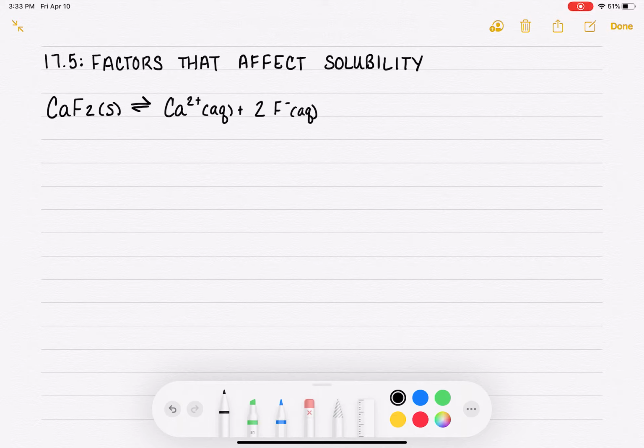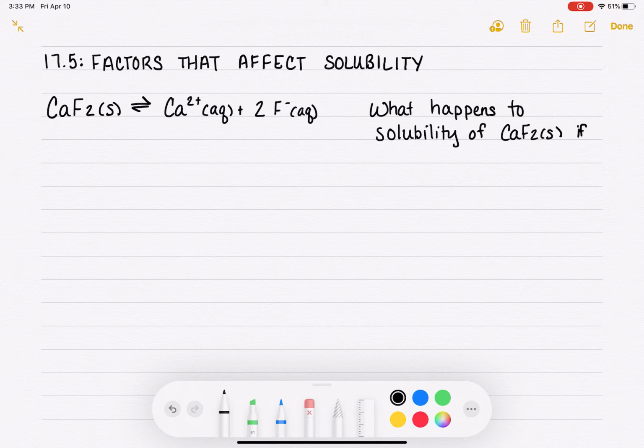And we are going to consider the scenario: what would happen to the solubility of the calcium fluoride, CaF2 solid, if sodium fluoride is added? What's going to happen if sodium fluoride is added? So first of all, I want to talk about what this question is actually asking you. When it says what happens to the solubility, what exactly do they mean by that?